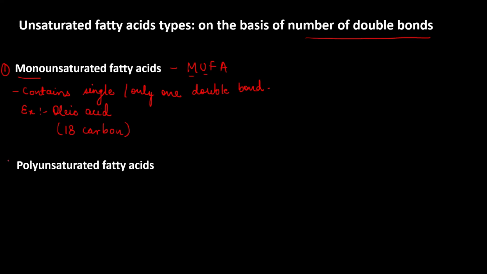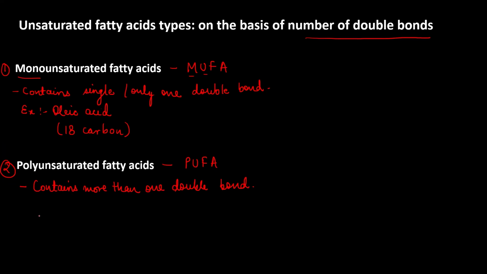Now the second type is polyunsaturated fatty acids. So what are polyunsaturated fatty acids? These are also called PUFA, that is polyunsaturated fatty acids, and it contains more than one double bond.